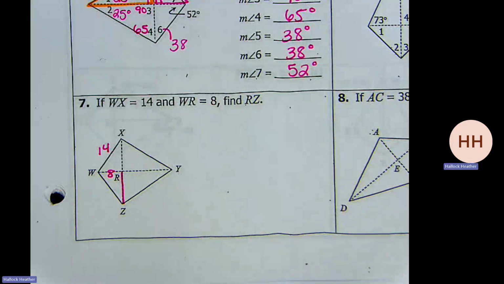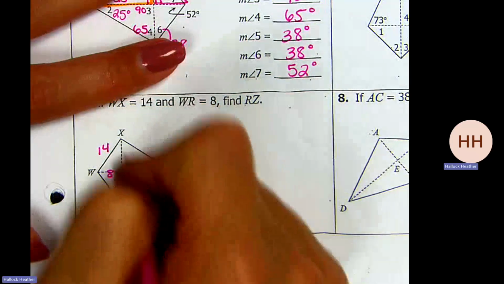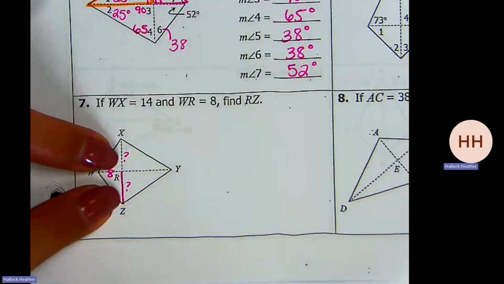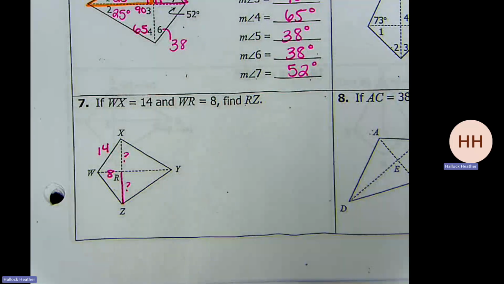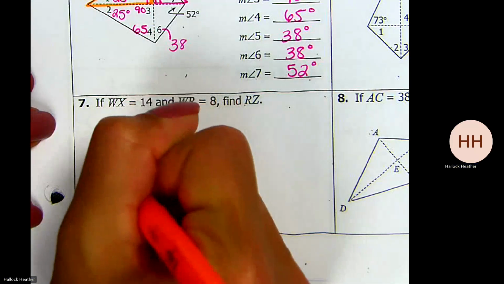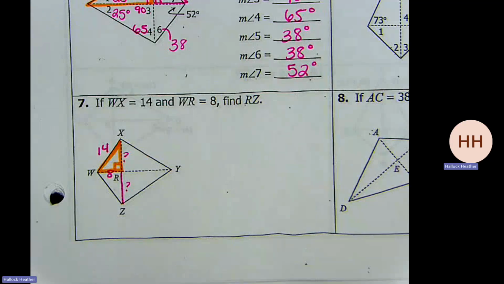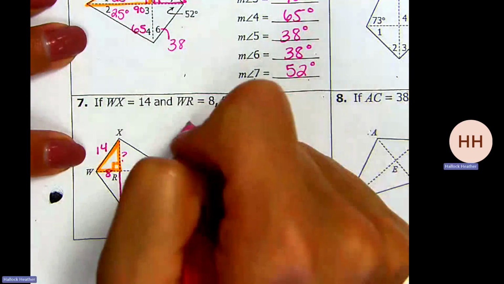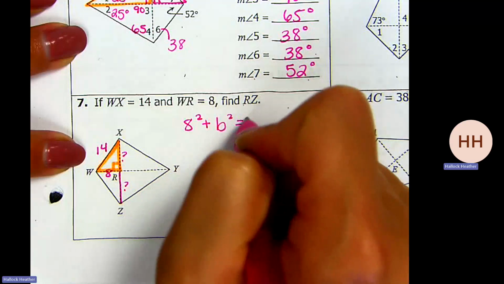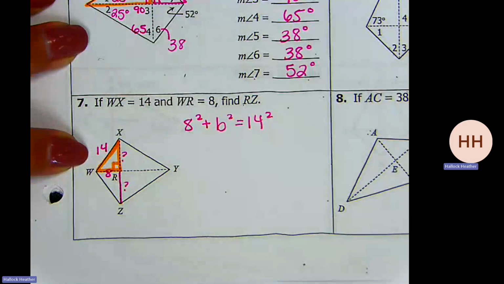Oh my God, do you know what we have to do? Pythagorean theorem. Because these pieces are congruent, it's making a right triangle. So I'm going to Pythagorean theorem my life away to make a right triangle. So I have 8 squared plus b squared equals 14 squared, because 14 has to be the diagonal. It has to be the hypotenuse.